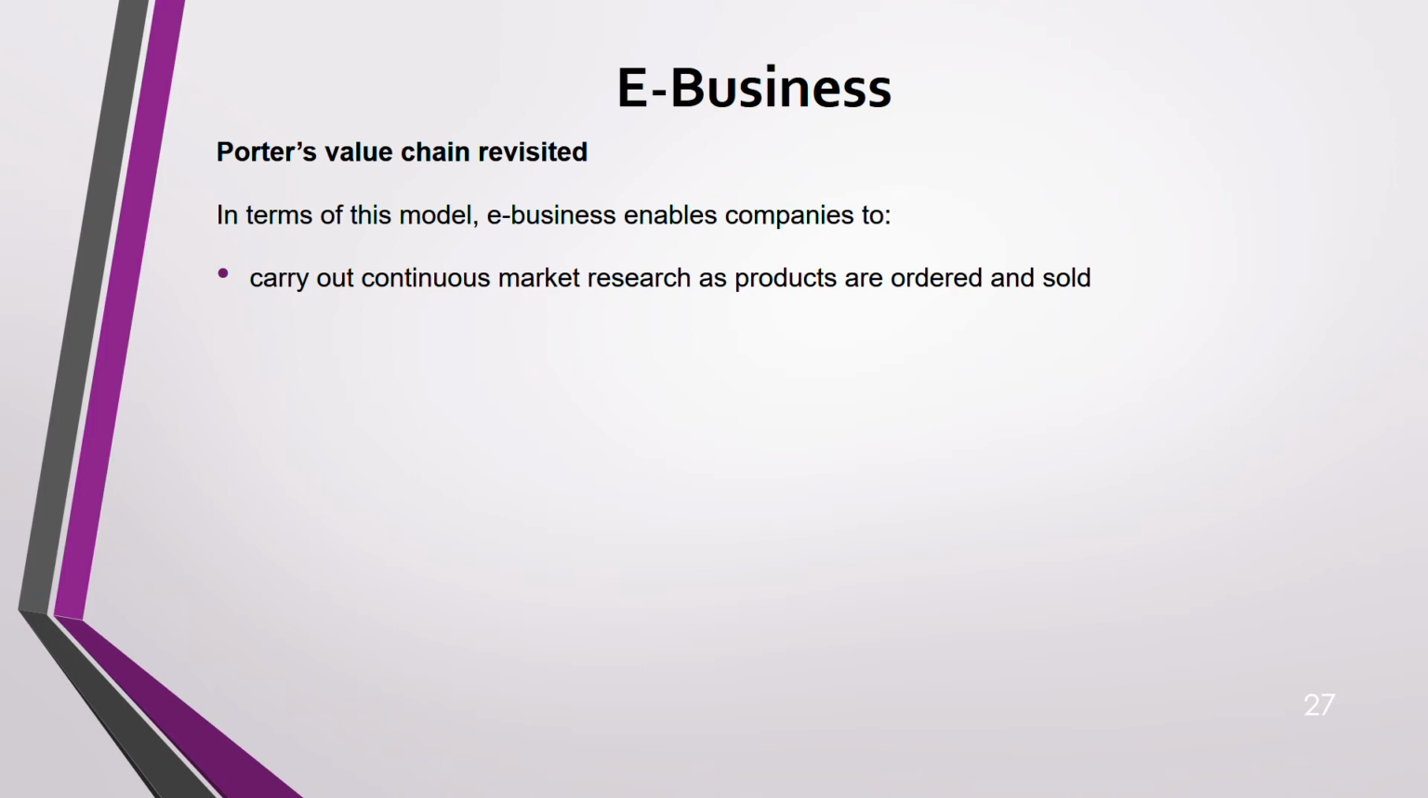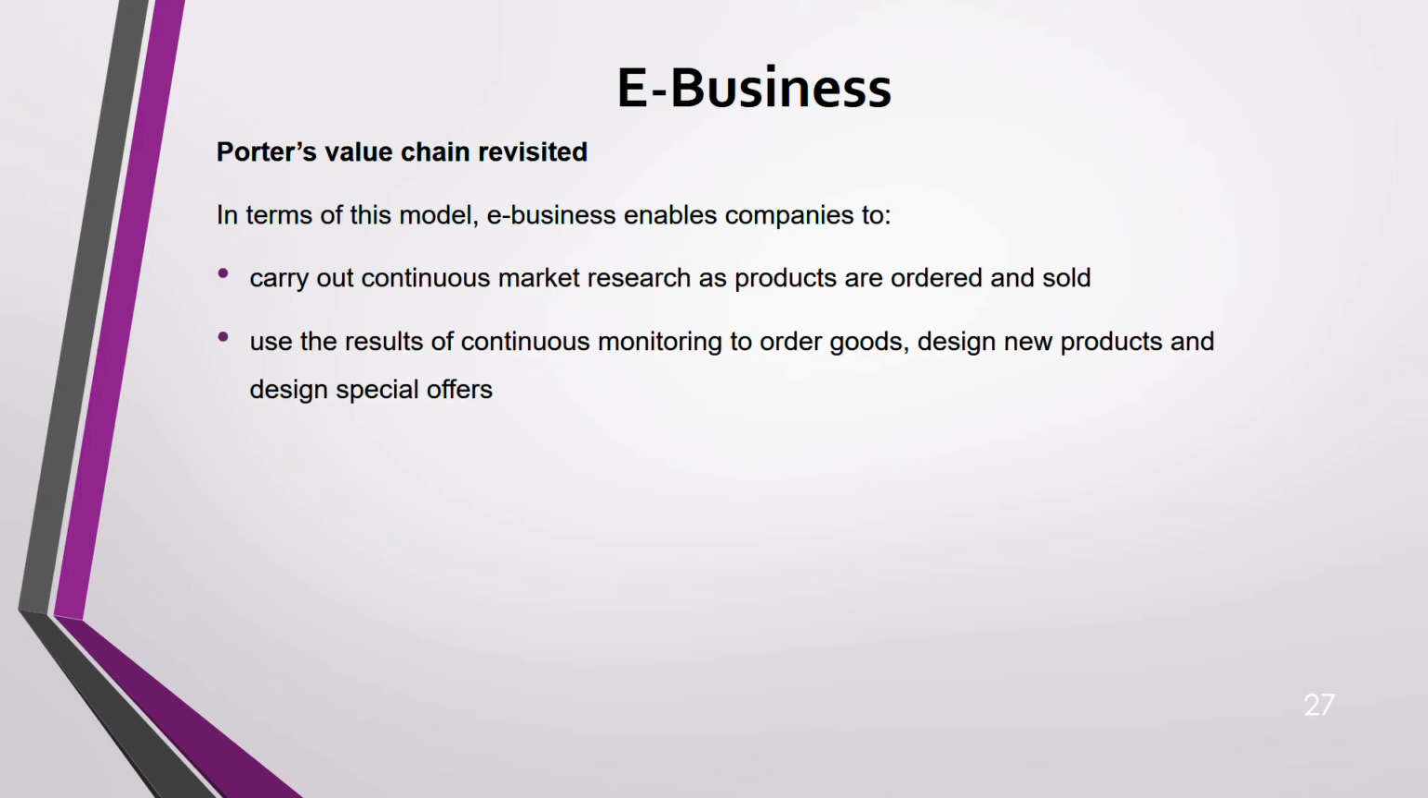It carries out continuous market research as products are ordered and sold. Continuously you keep on doing market research. It's not one-time market research where you research, make a product and stop. Continuously you have to keep researching the product. You have to see which products are sold. If it's not sold, why is it not sold? If it's sold, why is it being sold and how you need to do better. E-business helps because market research is more possible through e-business, and you can see which products are ordered and sold. You can also use the results of this continuous monitoring to order goods, design new products, or even give them some special offer.